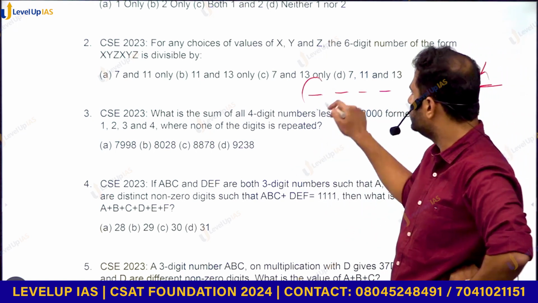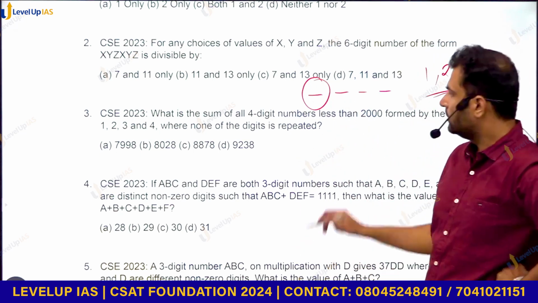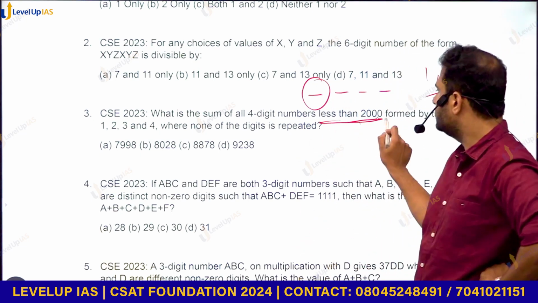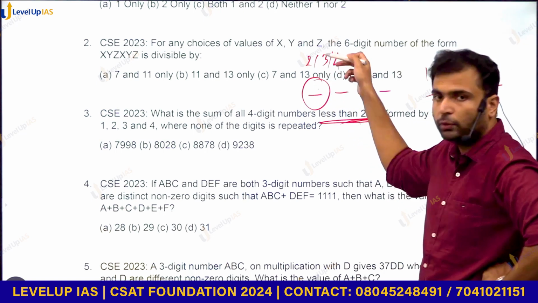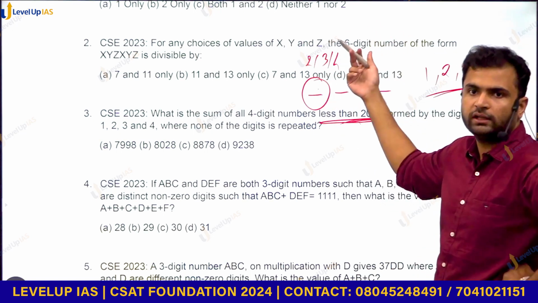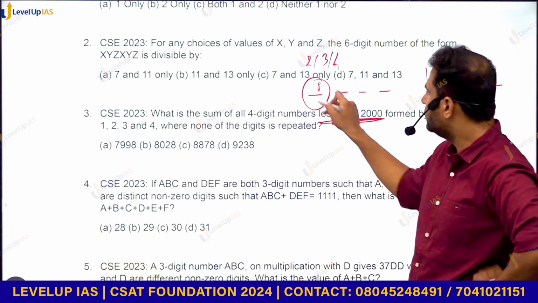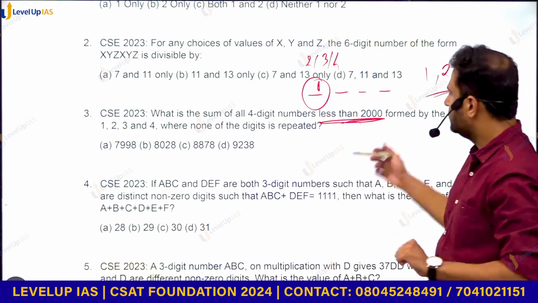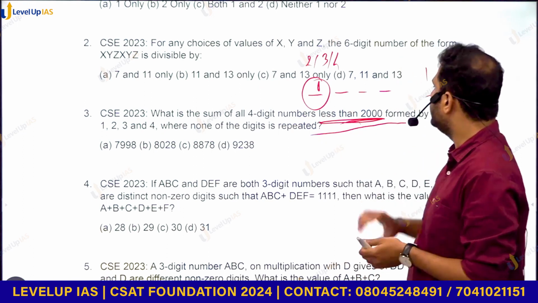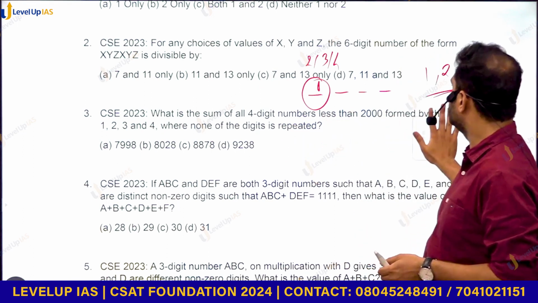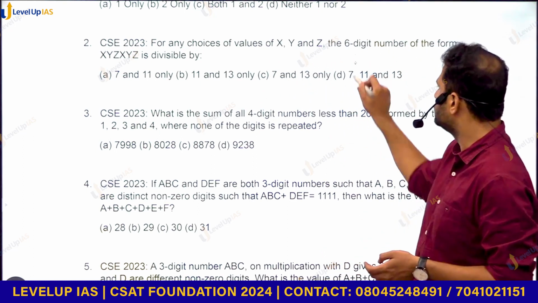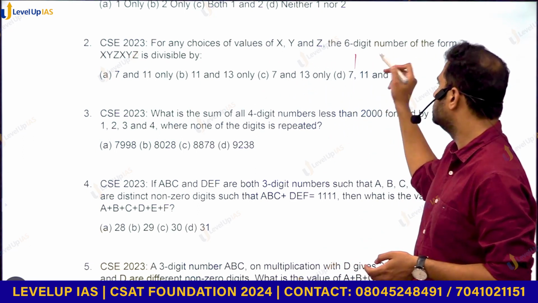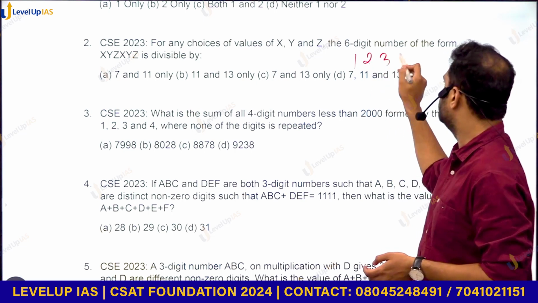So what number could be there at the thousands place? Because this number is less than 2000, you cannot have 2, 3 or 4 here, because if you have 2, 3, 4, the number would be greater than 2000. So here only 1 can come. Once you have fixed 1 here, you just have to see how many possibilities are there. You can have 2, 3, 4.